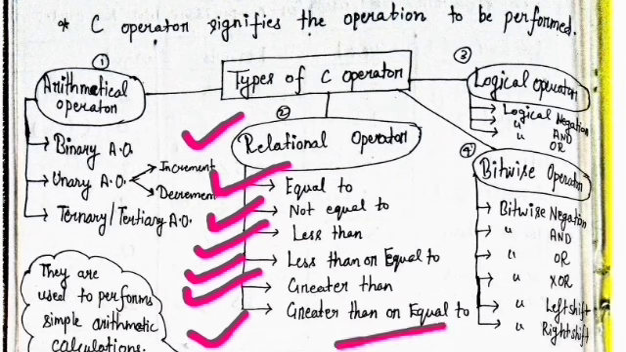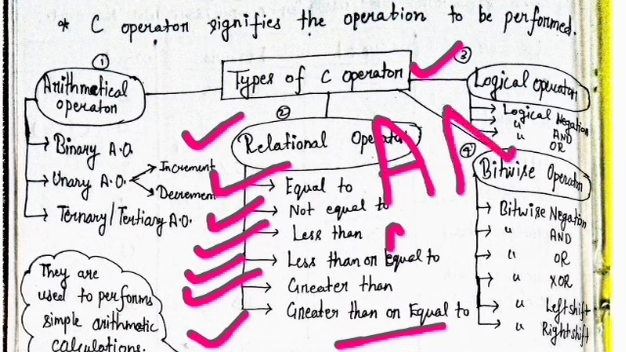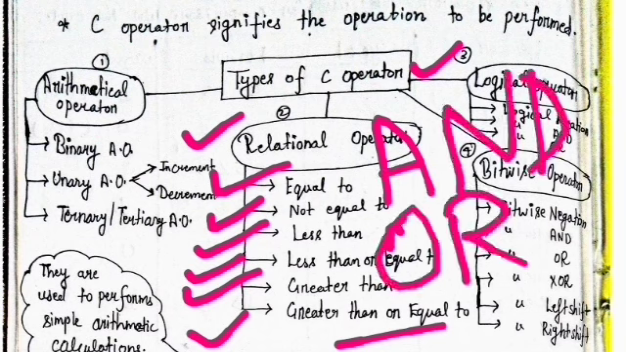Now third is your logical operator, and in the logical operator there are three operators. First one is your negation, second one is your and, third is your or logical operator.